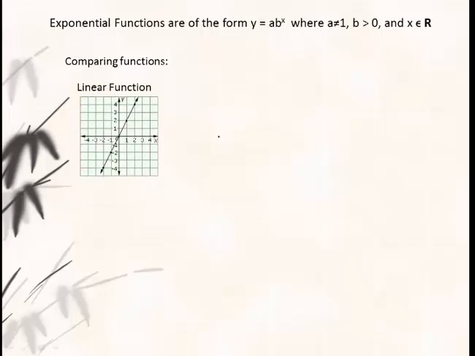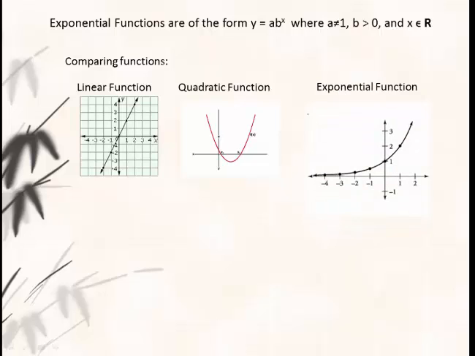So let's talk about exponential functions. Exponential functions are of the form y equals ab to the x. A cannot be 0. A cannot be 1. B is not 0, and x is a real number. So if we compare functions, a linear function gives us a straight line. A quadratic function gives us a parabola. And an exponential function gives us an increasing or decreasing curve.